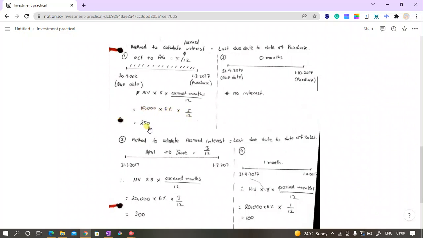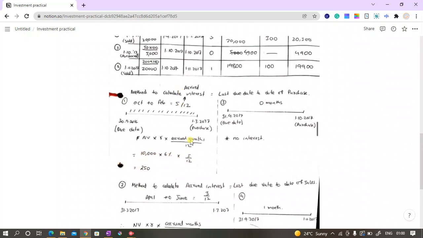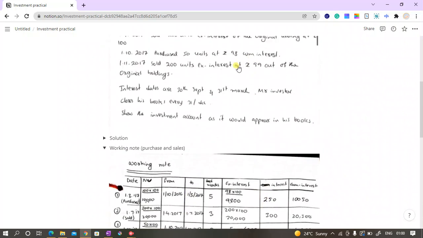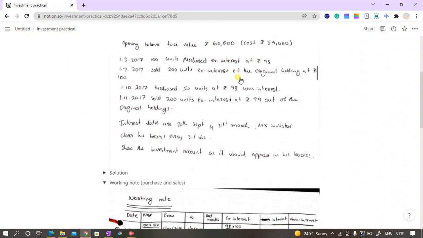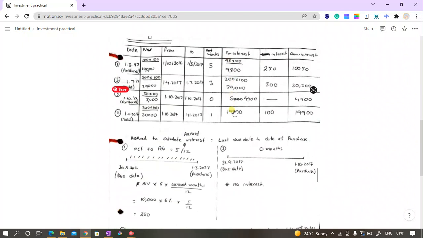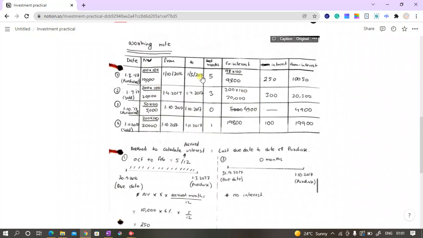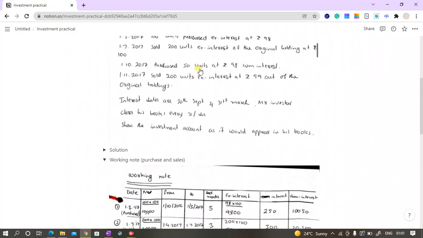So 10,000 into 6% into 5 by 12, we got 250. We will write here 250. And the ex-interest we got, exclusive of interest, we got here 98. So 98 into 100, we got 9,800. So that's the interest and that's the cum interest. Similarly, we will do it with all of the other purchases and sales.